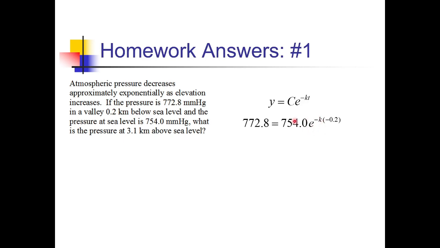Let me divide both sides by 754 to get this exponential piece by itself. Now I can just get those negatives out of there and call this 0.2k. Next, to get this out of exponent land, let me take the ln of both sides. That gets rid of the e. And now I just have to divide both sides by this 0.2. So let me go ahead and do that on Desmos.